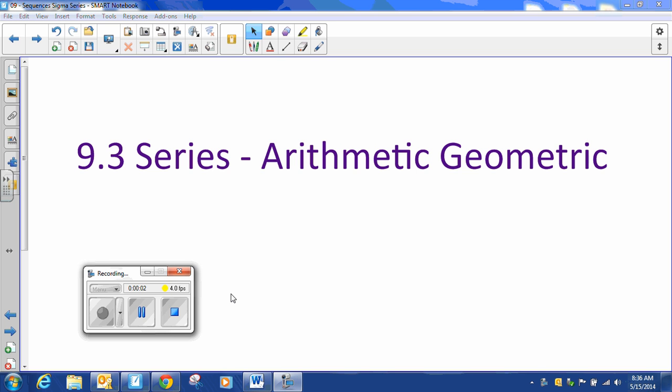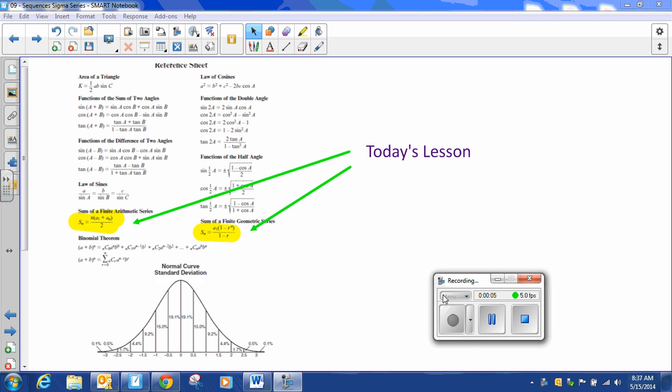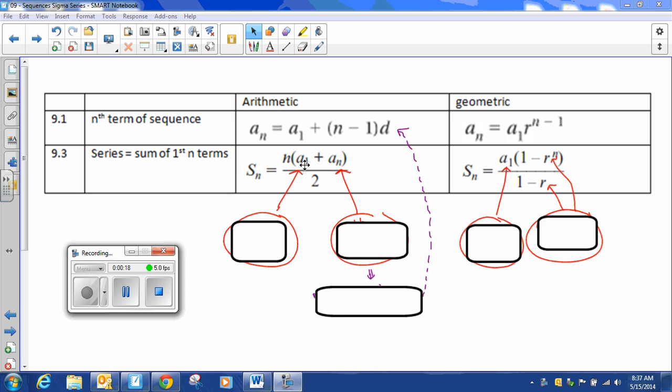9.3, Arithmetic and Geometric Series. The nice thing about today's lesson is that the formulas are both provided for you on the reference sheet, as highlighted here. It's the sum of the finite arithmetic series and the sum of the finite geometric series. So this table sums it up for you.